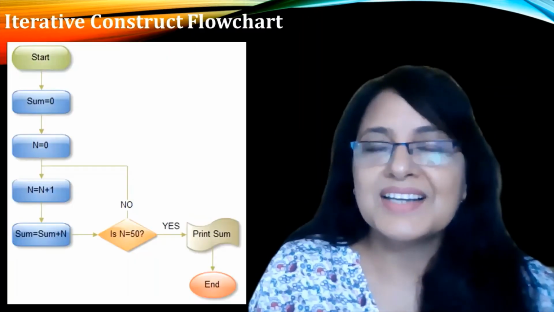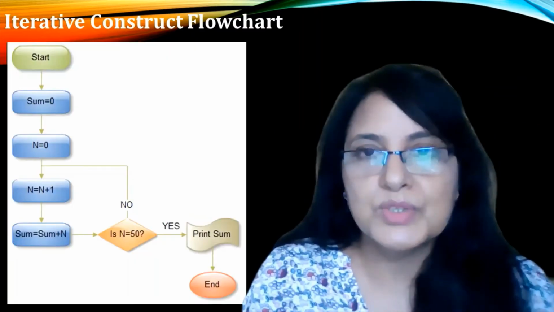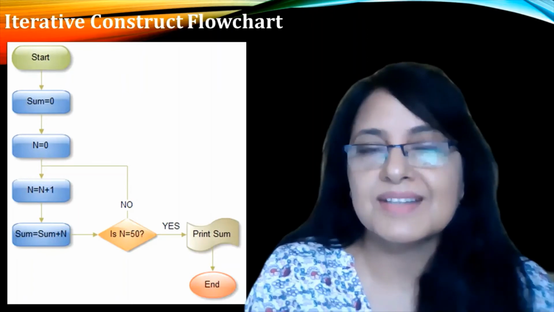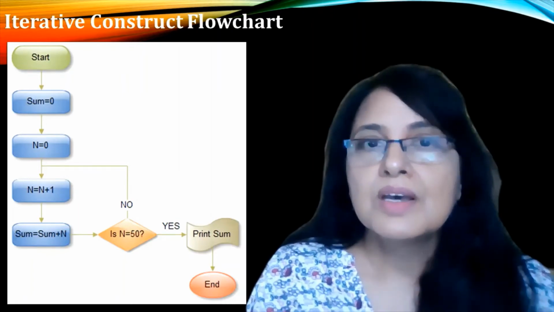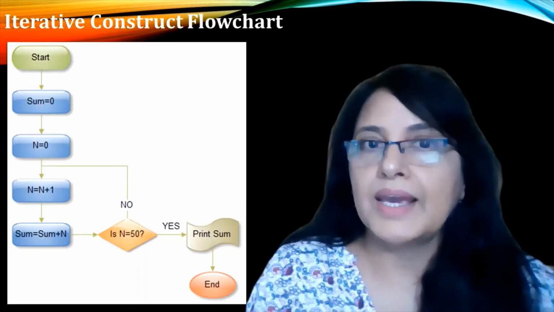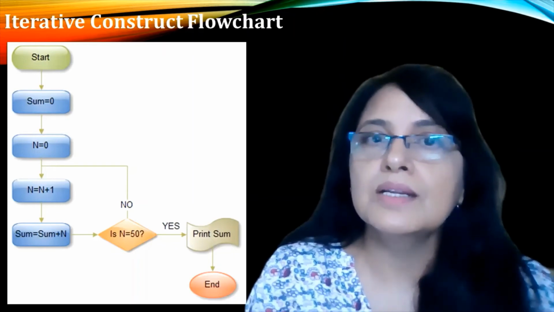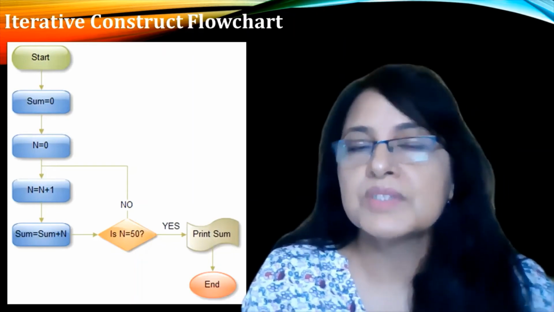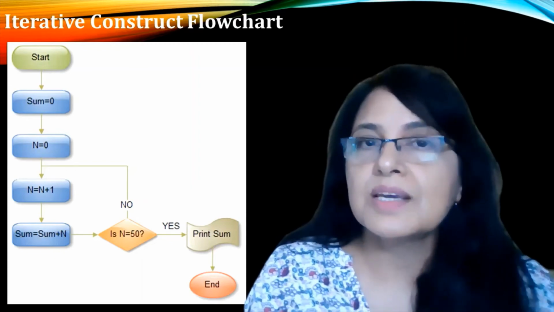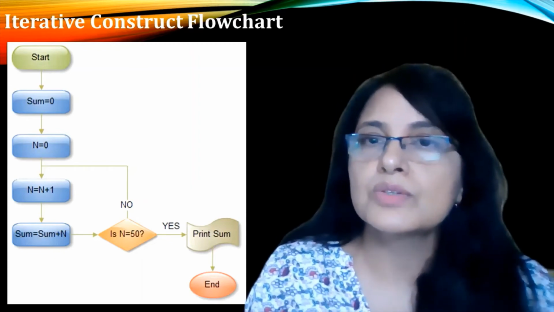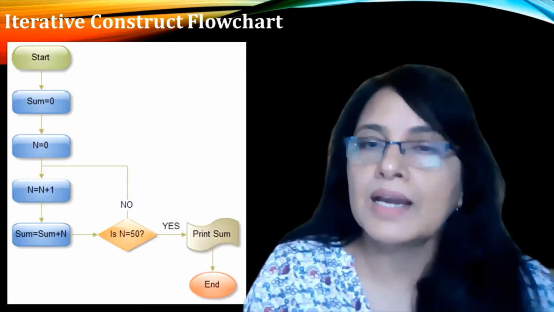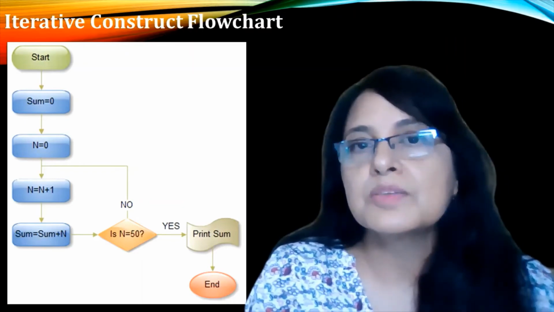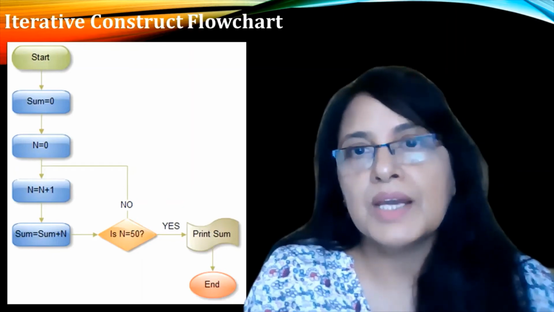Let us look at an iterative construct flowchart, where we have two variables, sum and n, and we've taken them as 0 to begin with. We keep incrementing n and adding it to sum till the time n becomes equal to 50. So the steps of incrementing and adding to sum keep repeating till such time that n is actually equal to 50. Then it prints the sum and we end it.